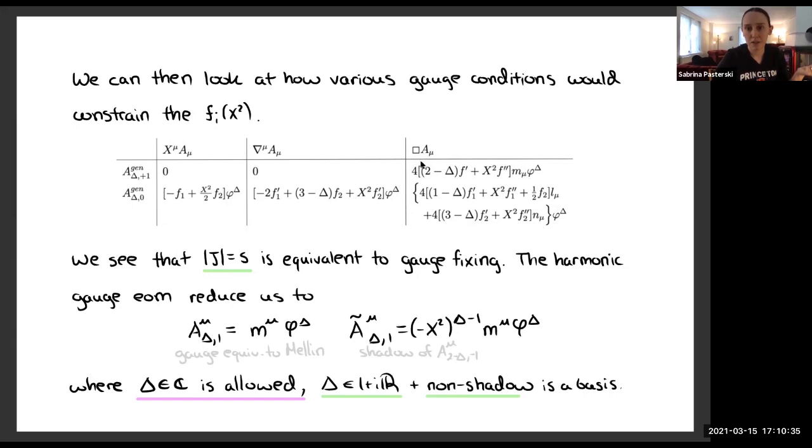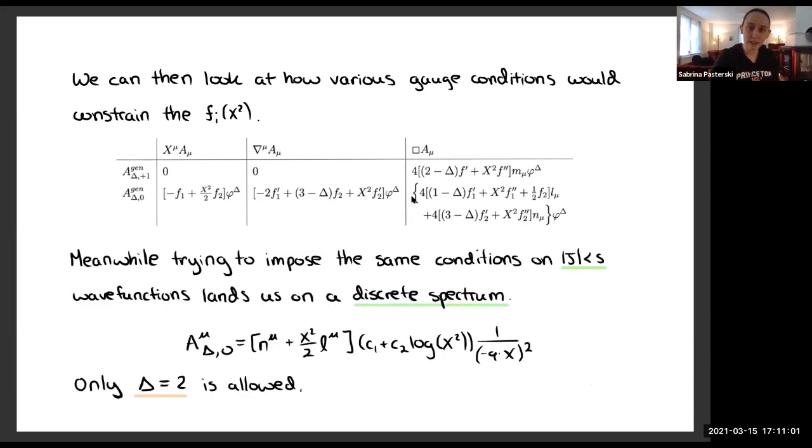And if I look at then the equations of motion, I constrain F to basically land me on either the conformal primary wave function that's gauge equivalent to a Mellin transform or its shadow. And one thing to point out here is, so basically solving all of these together, any delta in the complex plane is allowed. The delta in the 1 plus i lambda principal series is a basis if I pick either the shadow or non-shadow. If I do the exact same thing for the second row here, I end up finding that only a discrete spectrum satisfies this.